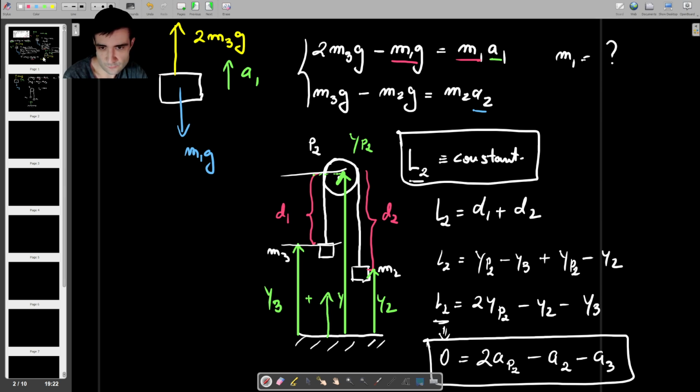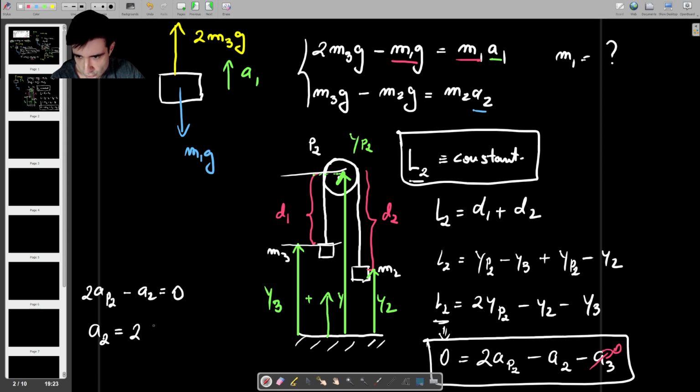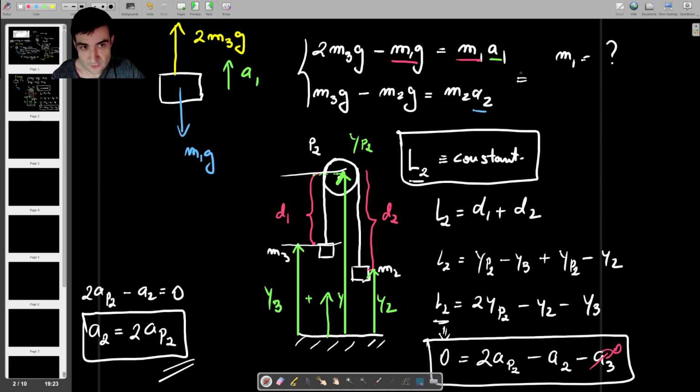And for this kind of situation, this is always true. Now, we know that A3 is 0, because we're told that the third object is at rest. So we can say that 2AP2 minus A2 is equal to 0. So I'm just going to convert this into A2 is equal to 2 times the acceleration of the second pulley. We're going to use this, but we don't have anything to do with it right now because there's no pulley acceleration in this linear system. So I'll do the same thing, but for the first pulley.